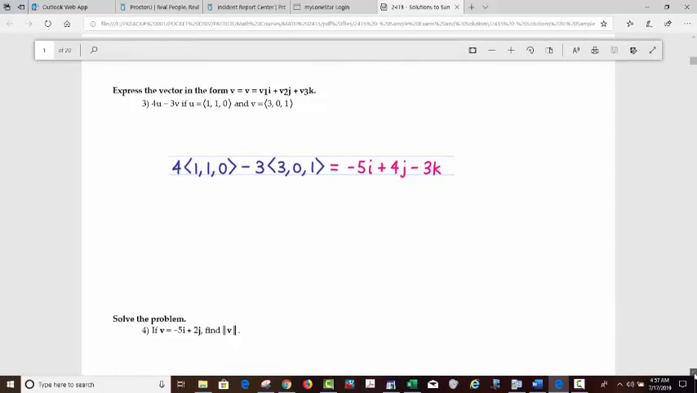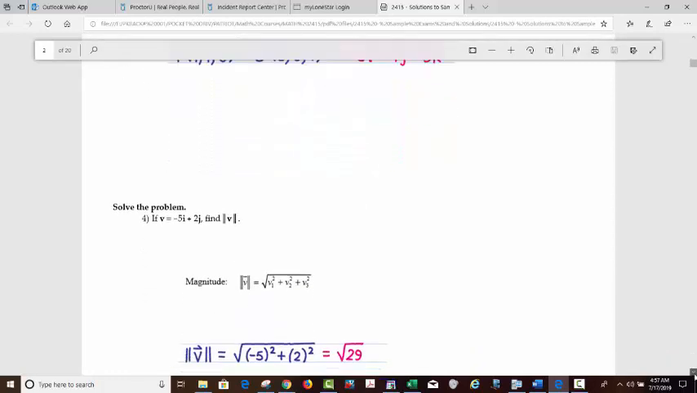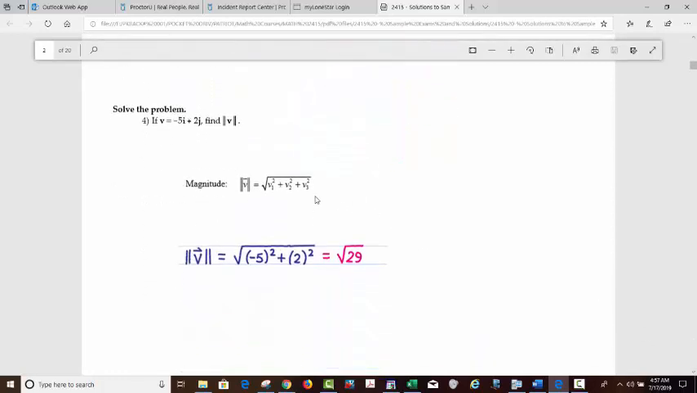Magnitude, that's pretty easy. Whether it's plane or space, I always write the formulas out in terms of space, and you can always drop off what you don't need there. So that's easy. Negative 5 squared is 25, 2 squared is 4. Add them together, you get the square root of 29.